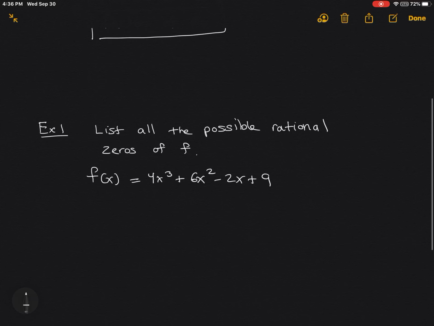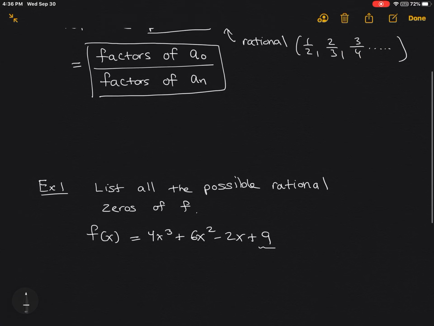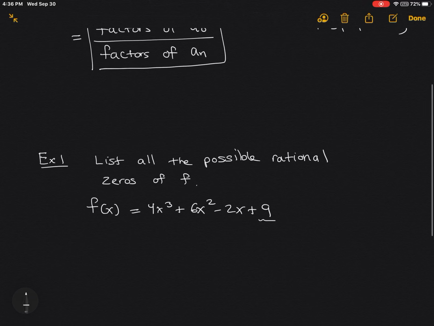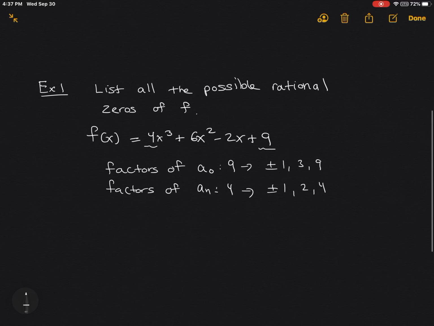It says list all the possible rational zeros of f. And so I need to figure out all my factors of a sub 0, factors of your constant term, factors of 9 basically. And those factors, if you list them all out, are plus or minus 1, 3, or 9. And then you have to have your factors of your leading coefficient, factors of a sub n, which is 4. And you can write plus or minus 1, 2, and 4.